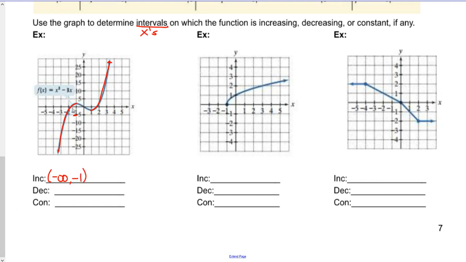And then I jump over from negative 1 to positive 1, and then from 1 on, so again, if I'm over here, I'm way up here off the chart. But from positive 1 to infinity, we keep increasing as well. So positive 1 to infinity, there are two separate intervals there. We're going to combine them with that U to represent union.